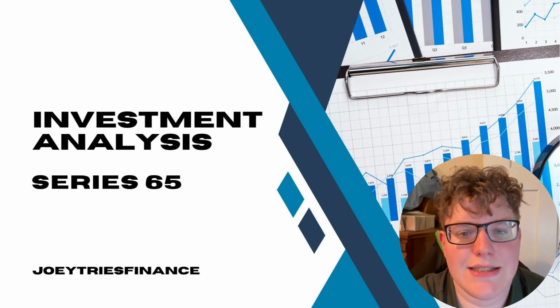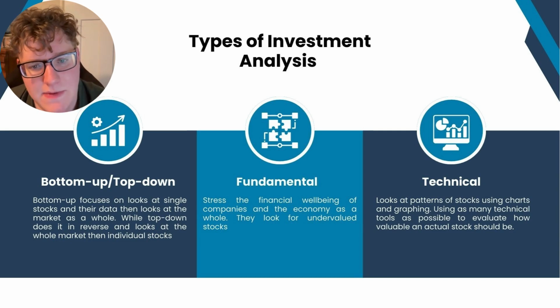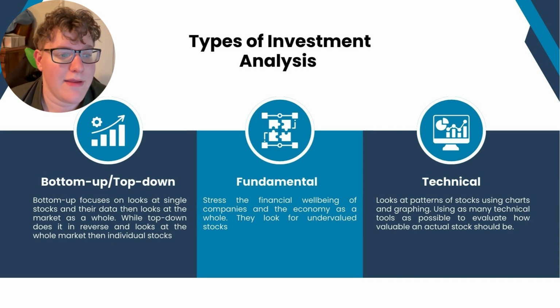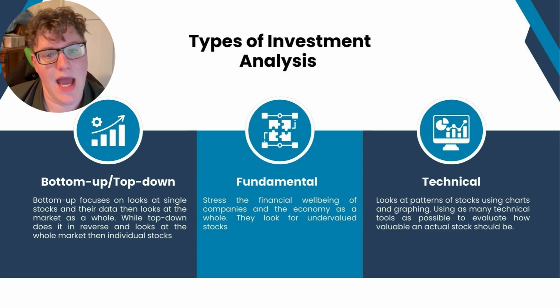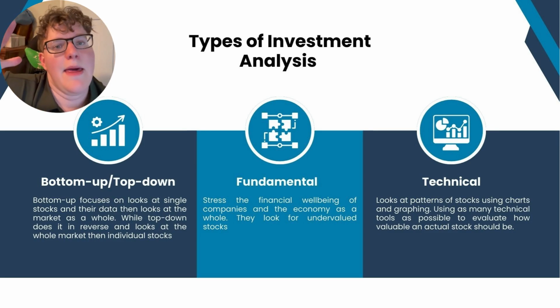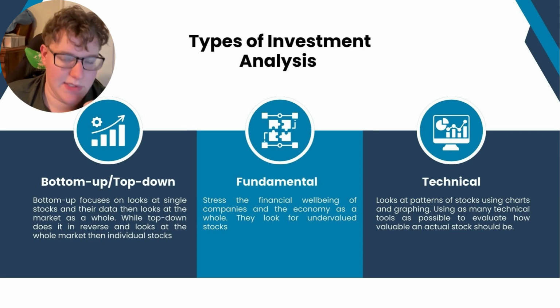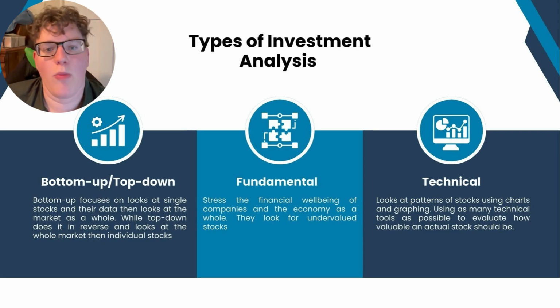Exam. Let's go. So there's two major baskets of investment analysis, starting with bottom up and top down. Bottom up is focusing on one company and then going up to the whole market. And then top down is the opposite. That would be looking at a whole market and then seeing what company matches that market or what's overperforming in that market, that kind of thing.